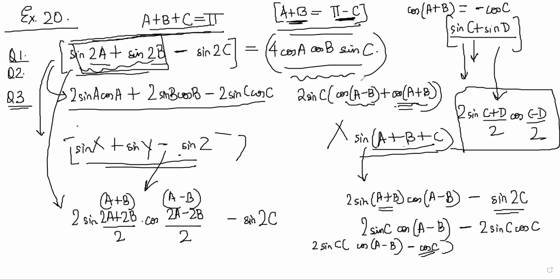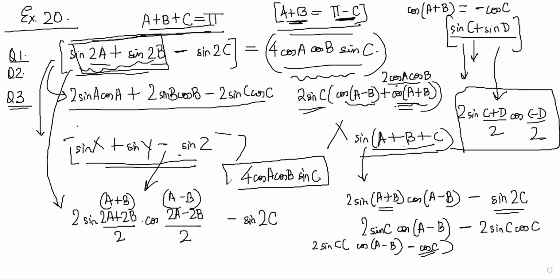You can just expand it: cos a cos b plus sin a sin b plus cos a cos b minus sin a sin b. So what will come? Two cos a cos b. So 2 cos A cos B. So overall it becomes 4 cos a cos b sin c. Understand?